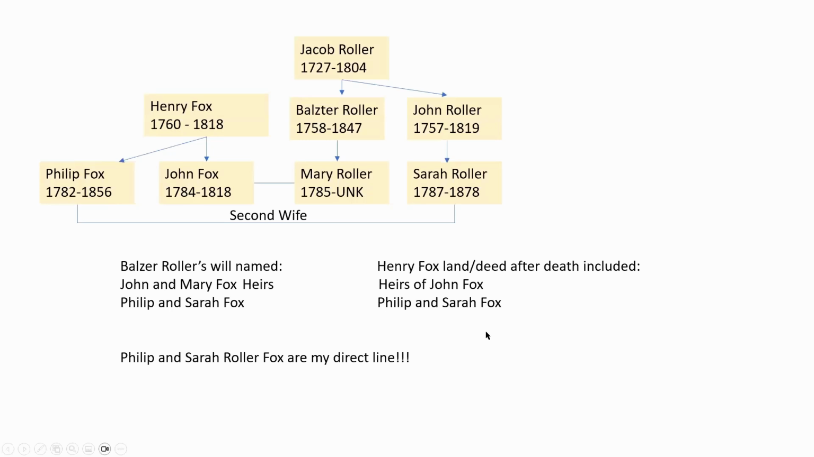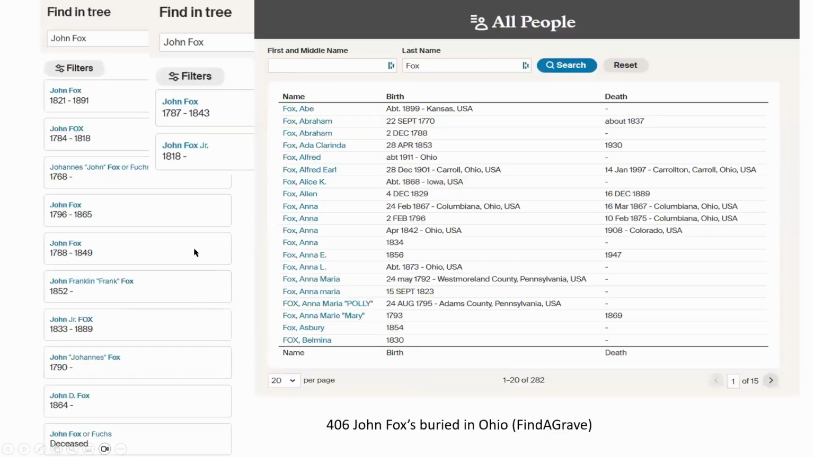To make it even greater, so you understand why we were dealing with these John Foxes, I do have 12 John Foxes in my tree. I have 282 Foxes in my tree. And just for the heck of it, I looked up on Find a Grave today, and 406 John Foxes are buried in Ohio. I don't know if that's a good thing or a bad thing. We were on foot doing our research when we were looking at these John Foxes.